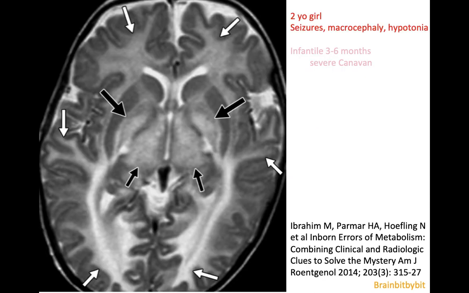There are different forms of Canavan, and the most frequent is the infantile form that presents at the age of a few months. It has a very severe course, and patients usually die by the age of 10. This 2-year-old girl presented with seizures, macrocephaly and hypotonia, and on imaging there was extensive hyperintensity of the white matter with sparing of the internal capsule and also hyperintensity in the thalami and globus pallidus, which is phylogenetically related to the thalamus.